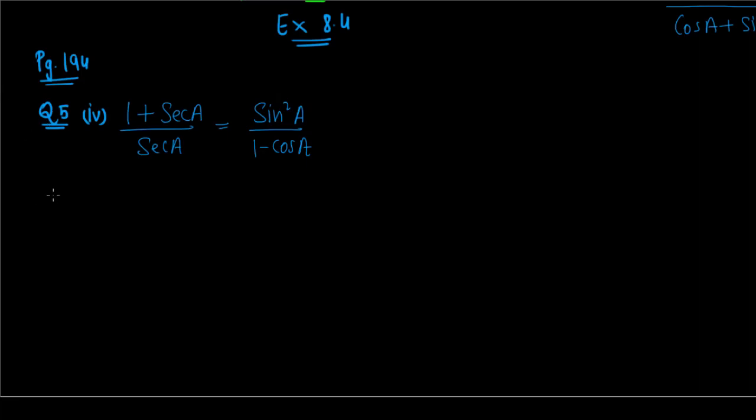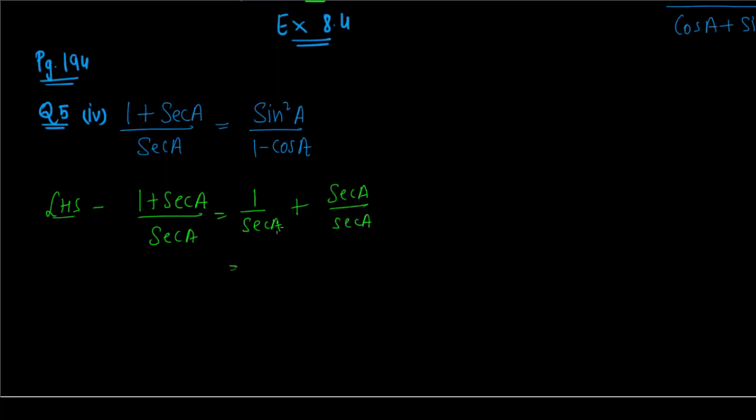If you look at the LHS, it is (1 plus sec a) by sec a, right? Now if you separate this, this will be 1 by sec a plus sec a by sec a, right? So 1 by sec a is what? Cos a, and sec a by sec a is 1. That's it. Take this as equation 1. Clear? Now let's look at the RHS.